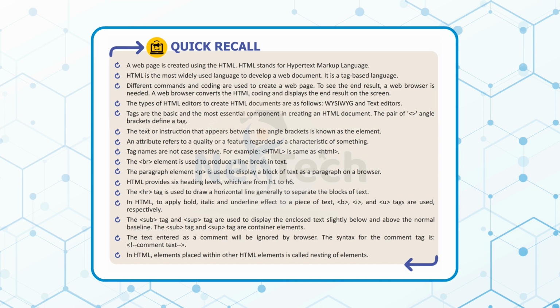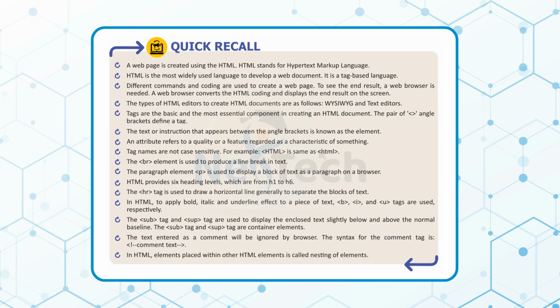The types of HTML editors to create HTML documents are as follows: WYSIWYG and text editors. Tags are the basic and the most essential component in creating an HTML document. The pair of angle brackets define a tag. The text or instruction that appears between the angle brackets is known as the element. An attribute refers to a quality or a feature regarded as a characteristic of something. Tag names are not case sensitive. For example, capital HTML is the same as small html.